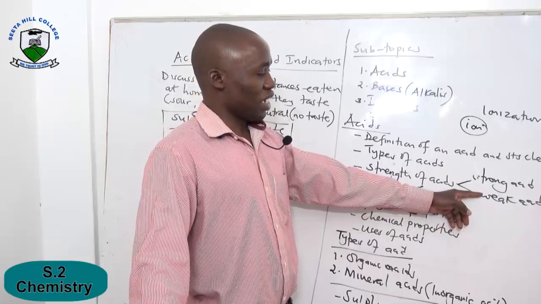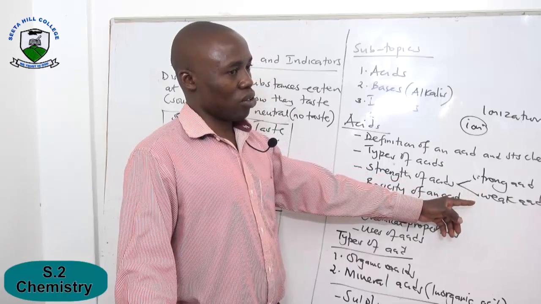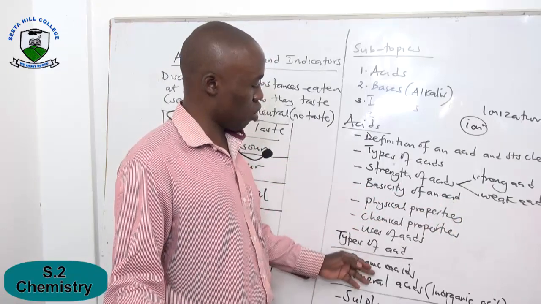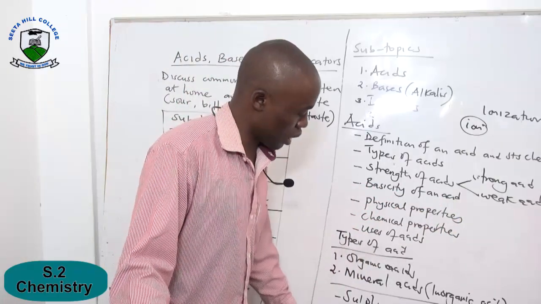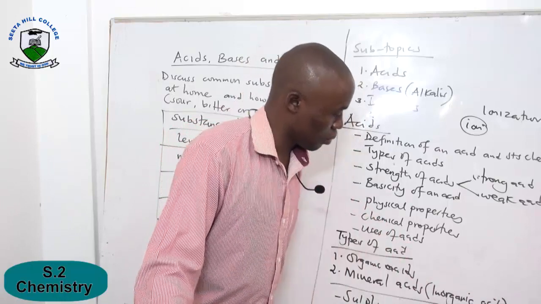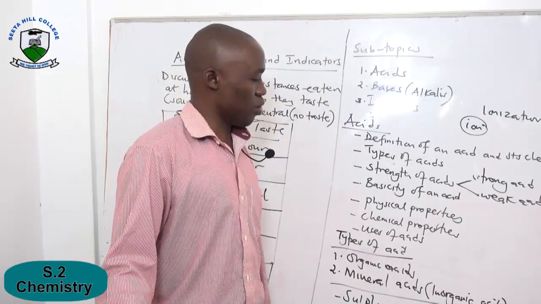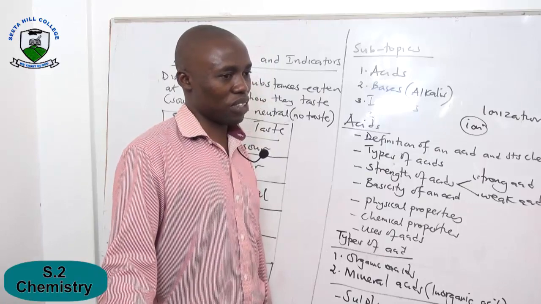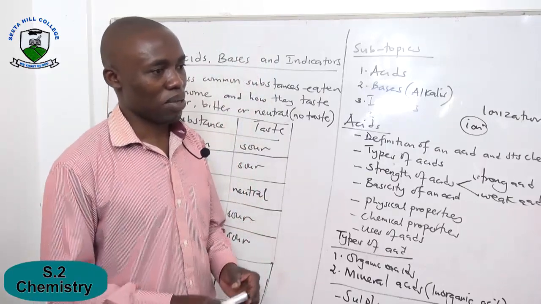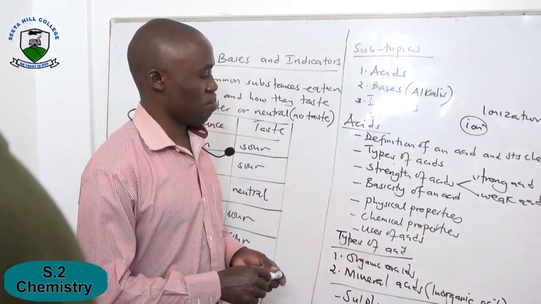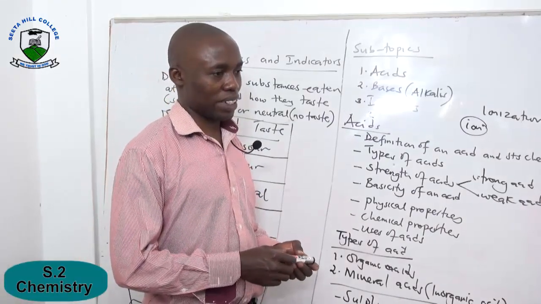Okay, weak acids ionize incompletely or partially to produce few hydrogen ions, and we said all organic acids are weak. Now, basis of an acid, because of time, we are trying to keep time. Basis of an acid.